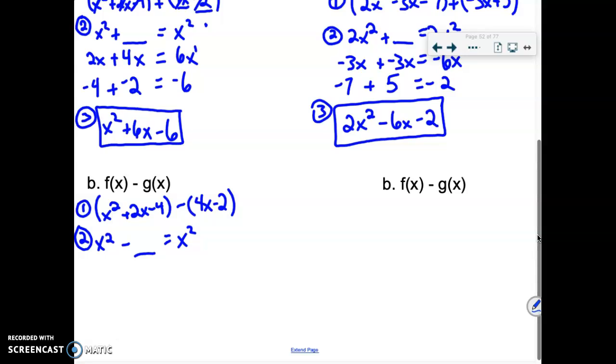Done with that one. We can cross it out if we want. Moving on to 2x. 2x does have that like term of 4x, but in this case it's going to be minus 4x. And 4x is positive, so we just write positive 4x. So 2x minus 4x equals negative 2x.